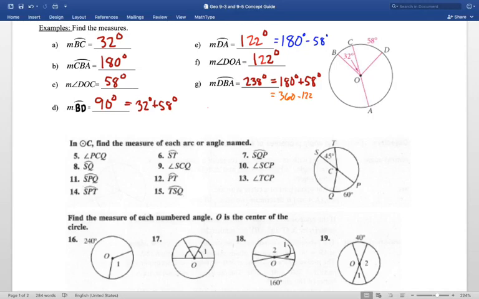So pause the video, see if you can answer 5 through 19 down here at the bottom of the page. I bet you can. Do a lot of them. Pause it. Do it. Seriously.